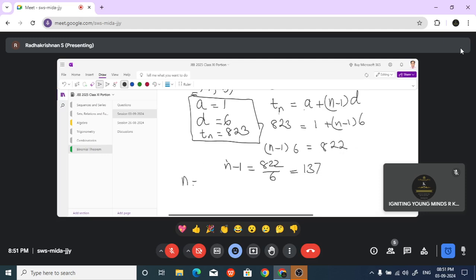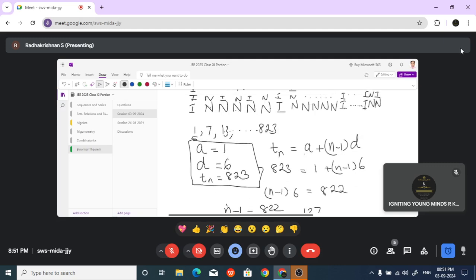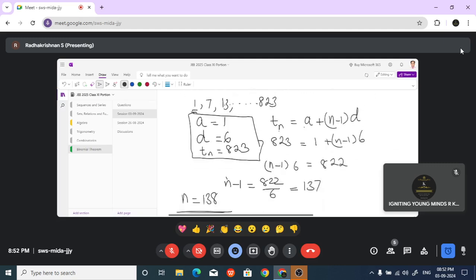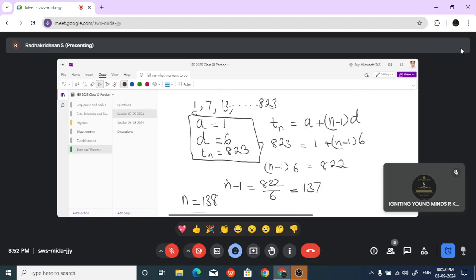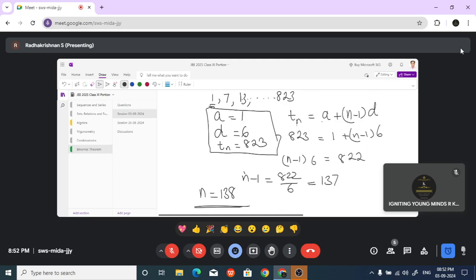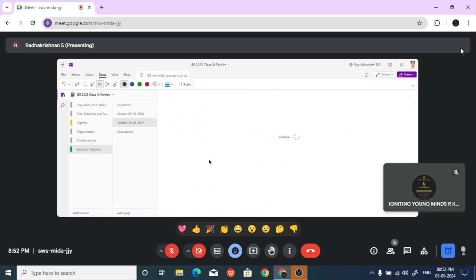Therefore, n equal to 138. Okay. So there will be 138 rational or integral terms. Out of 825, 138 are rational or integral terms. The remaining will be irrational terms. Okay. These kinds of problems, on counting the irrational terms, are very common in JEE. That is why I am giving such a problem. Now let us take one more problem of the same kind.